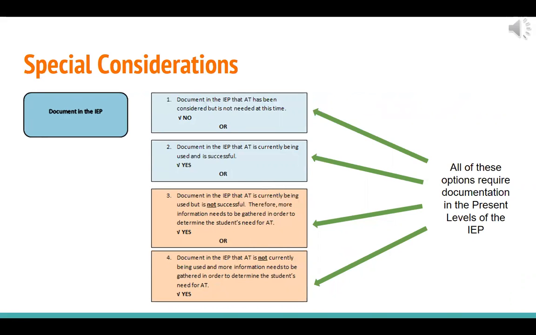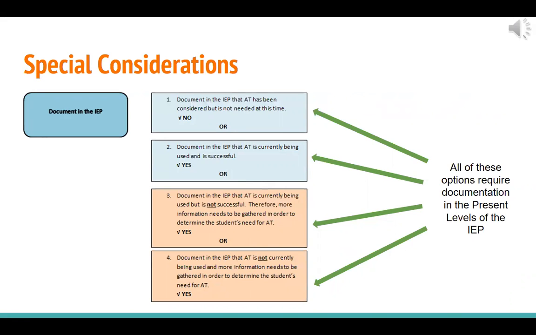practice in this area. So for students who are not using assistive technology and who don't require assistive technology at this time, you would check no in the box. For students who are using assistive technology and it's being successful, then you would check yes. Those are 2 pretty clear-cut scenarios. Number 3 and number 4 is where it gets a little less clear.